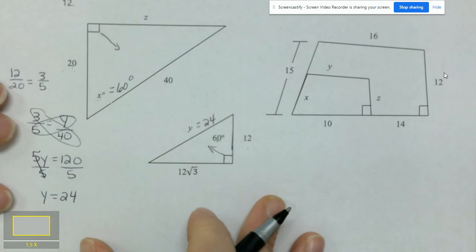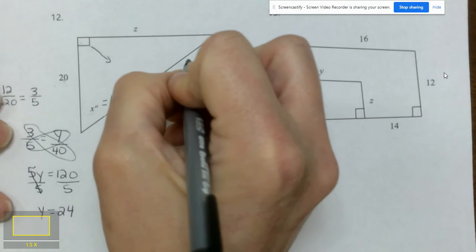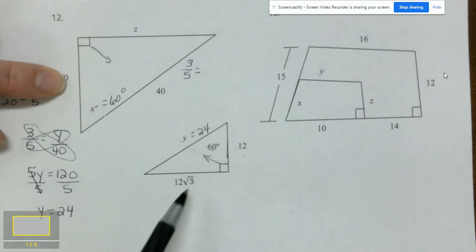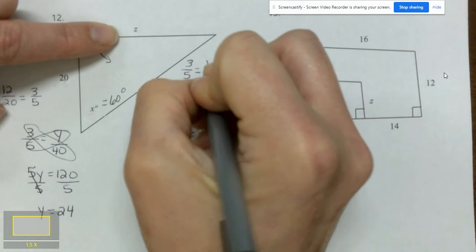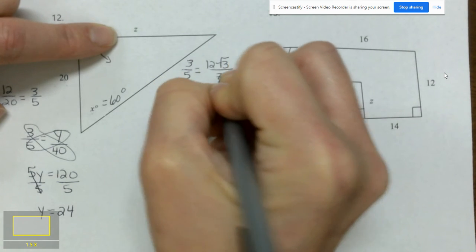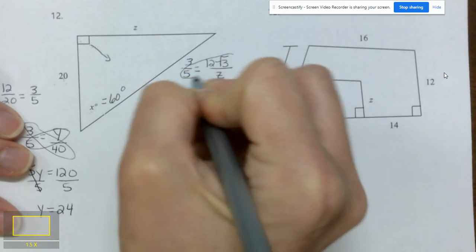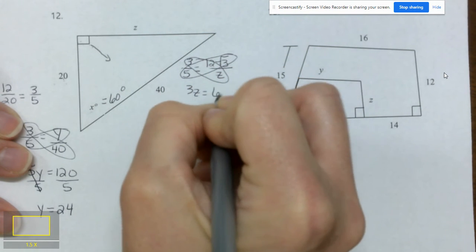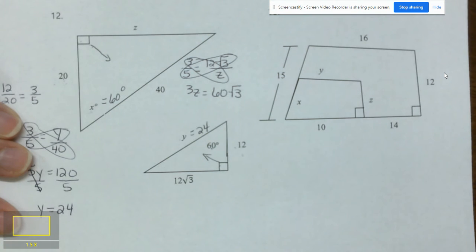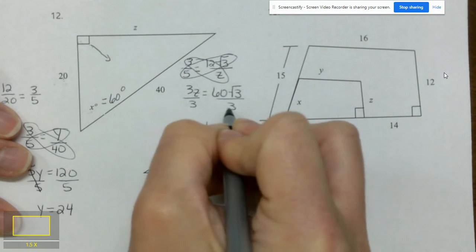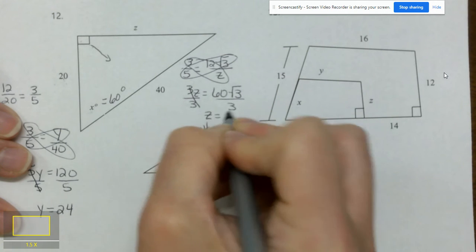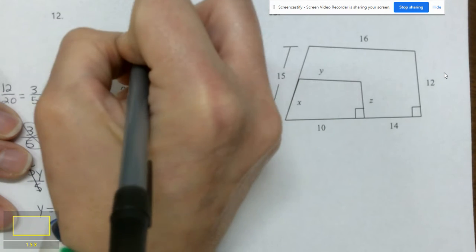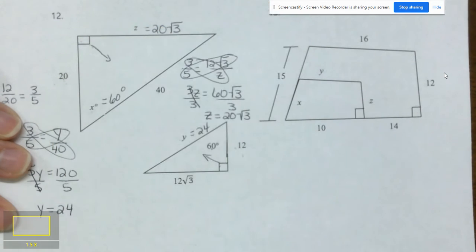Okay, for z, let's look at z. So now it's 3 is to 5 as 12 square root of 3 is to z. So we're going to have to multiply here. Cross multiply. That gives us 3z equals 12 times 5 is 60 on the square root of 3. Now if we divide by 3, that's going to give us z is equal to 3 goes into 60 20 times. 20 on the square root of 3. So this is 20 square root of 3.